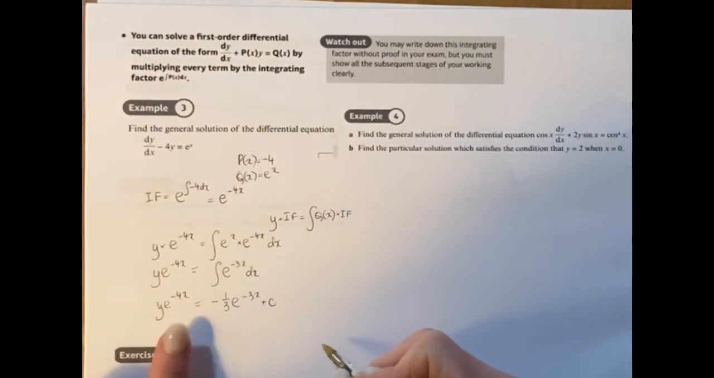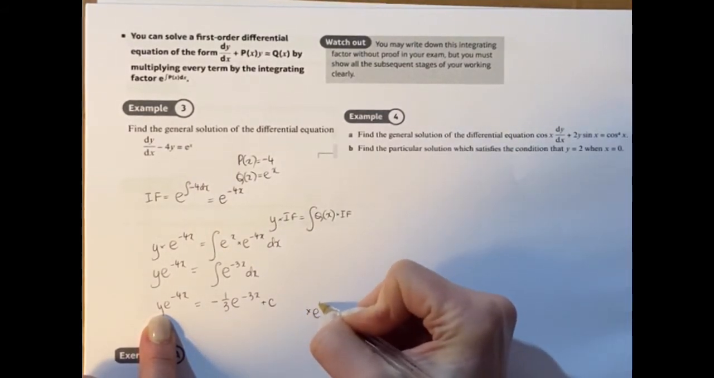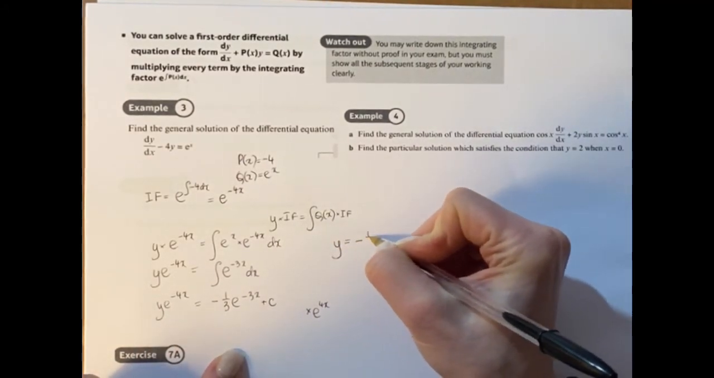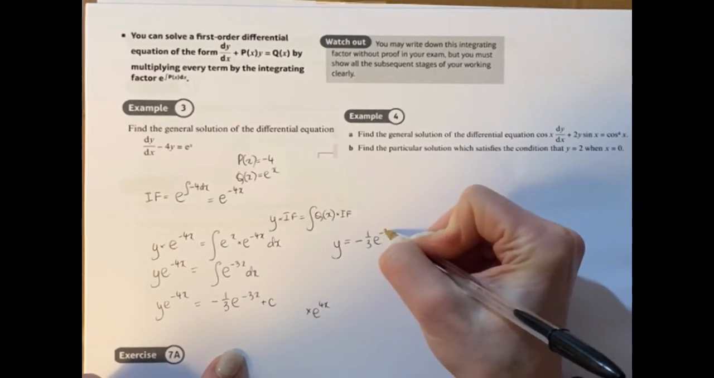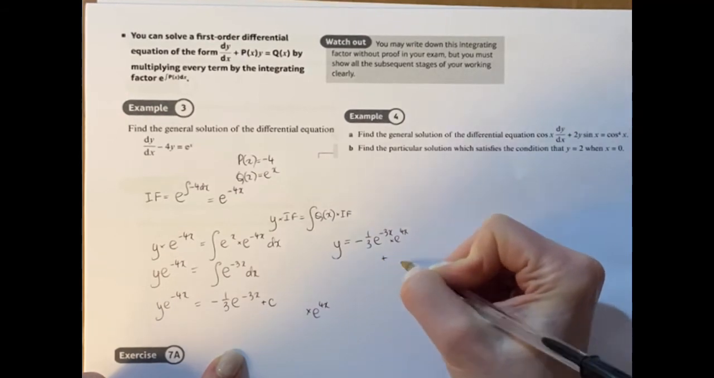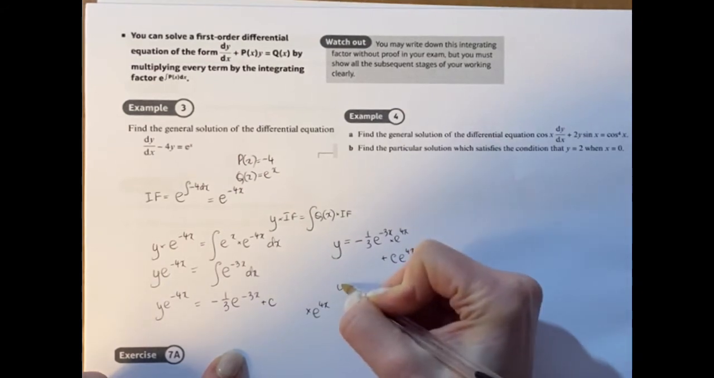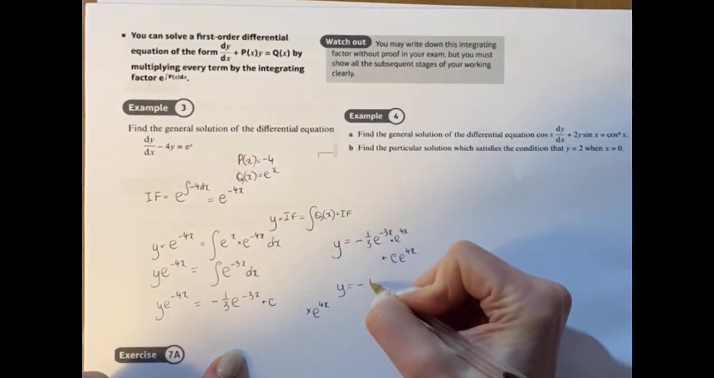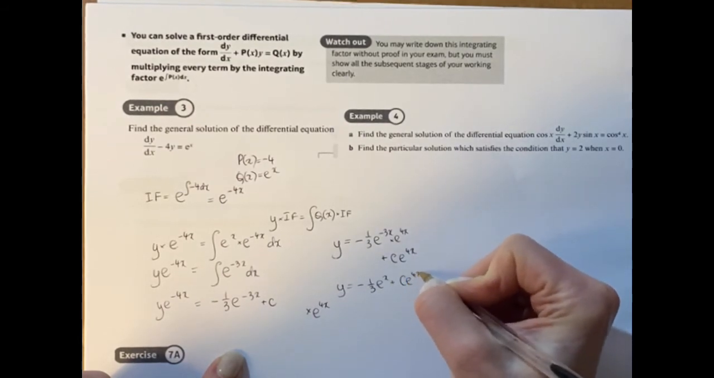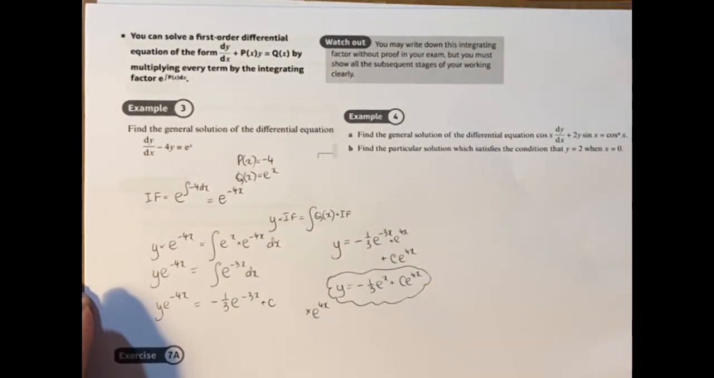All we need to do now is get rid of that e to the power minus 4x, so multiply everything by e to the power 4x. So you'll have y is equal to minus a third e to the power minus 3x times e to the power 4x plus c times e to the power 4x. So just tidy it up a little bit better. That's the general solution to this equation.